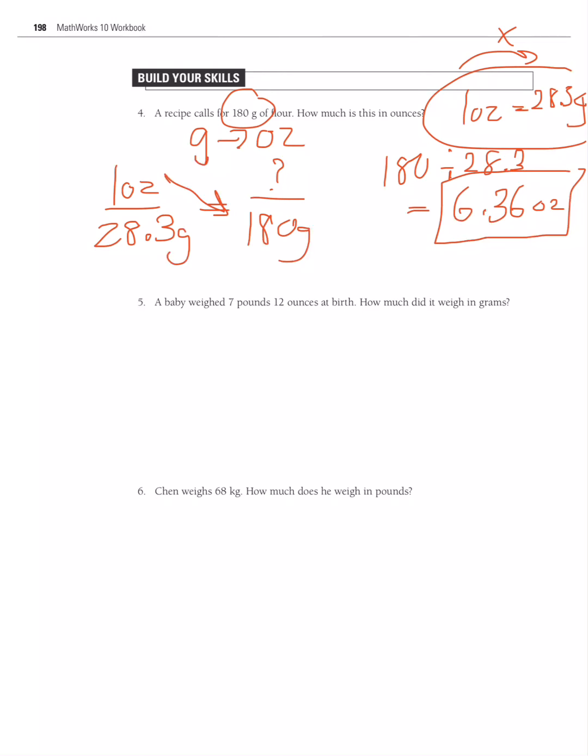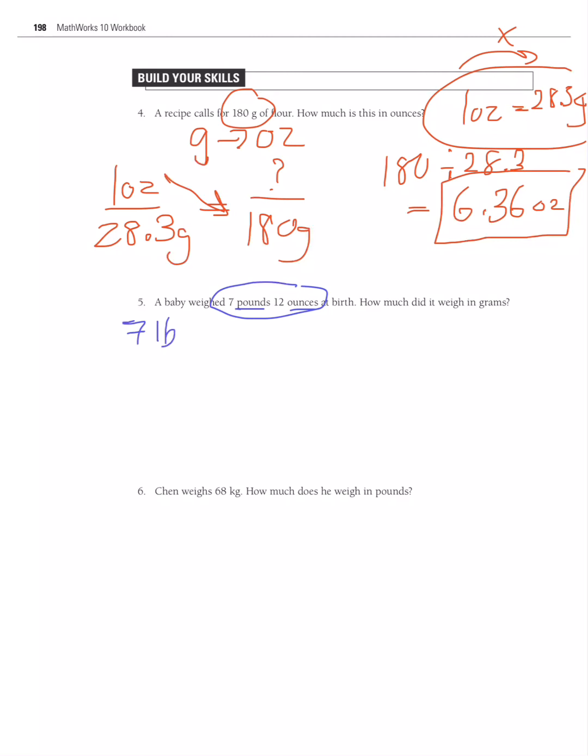Okay, so let's set the next one up cross multiplying just to make sure we don't make a mistake. 7 pounds 12 ounces is the baby's weight at birth. How much did it weigh in grams? Right away, I'm going to change this to 1 unit. The pounds and ounces are going to make it difficult, so I'm going to change the pounds to ounces.